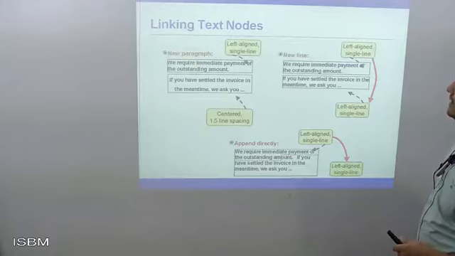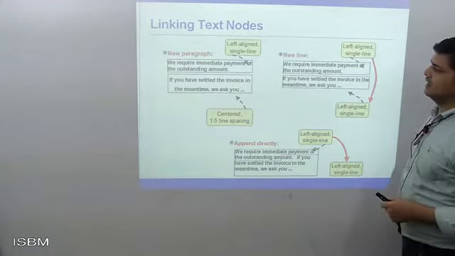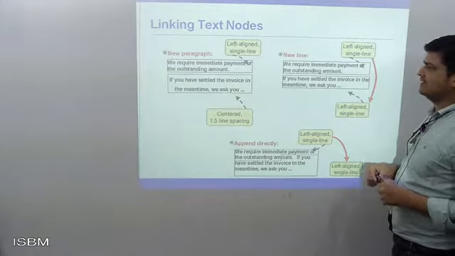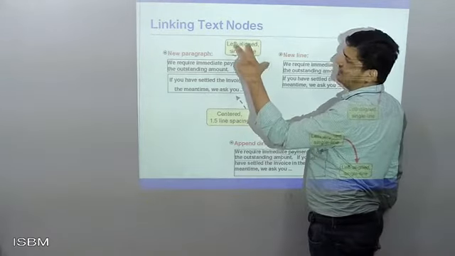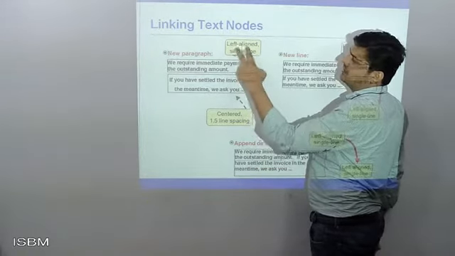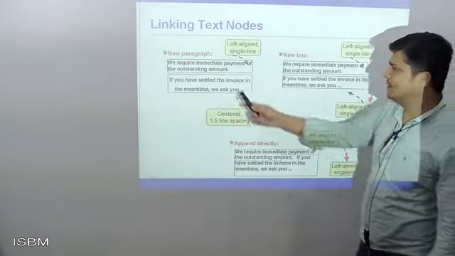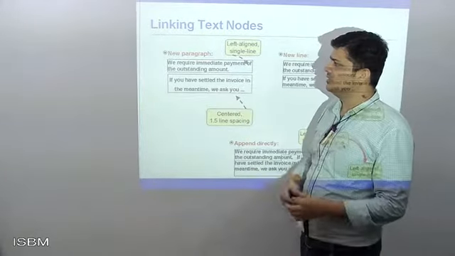Then we have linking text attributes. In the linking text attributes, you can see that when you're creating a new paragraph or new line or append directly, first of all we need to see whether it is left alignment or right alignment. It is a left alignment or a single line. So we require immediate payment of the outstanding amount.